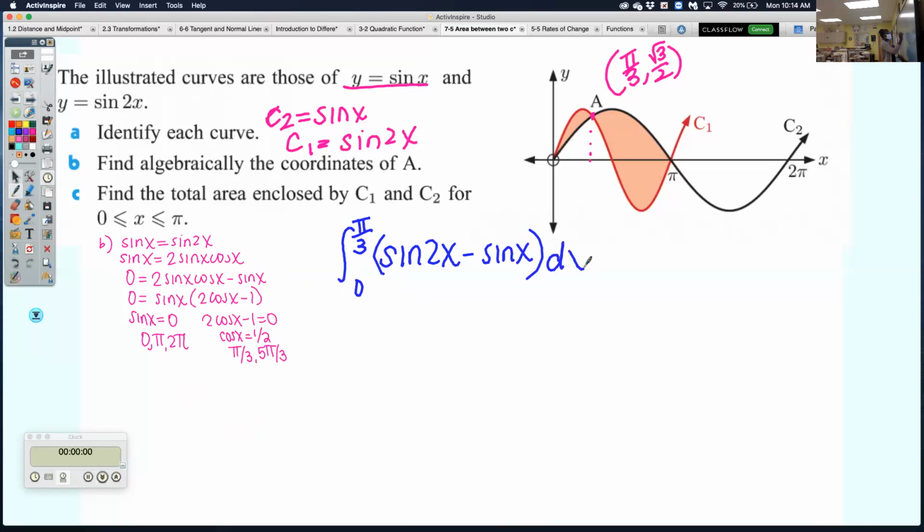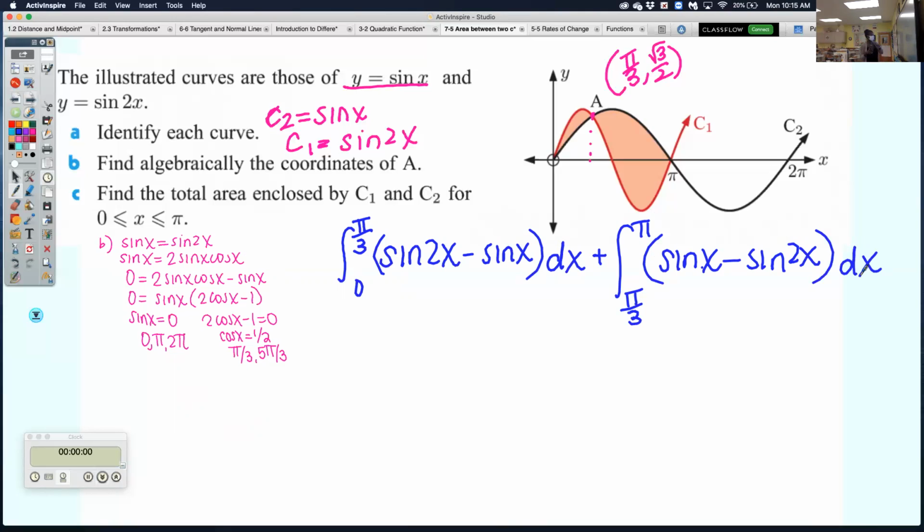So this integral represents that first little bit. But then from pi over 3 to pi, C2 is on the top and C1 is on the bottom. So anytime the curves change from one being on top to the other one being on top, you have to split the integral. Then from here, I just apply my definite integral, the fundamental theorem of calculus, to find the actual area enclosed by C1 and C2 from 0 to pi.